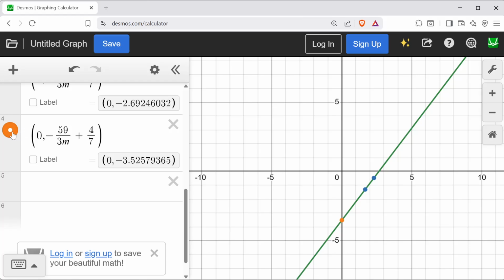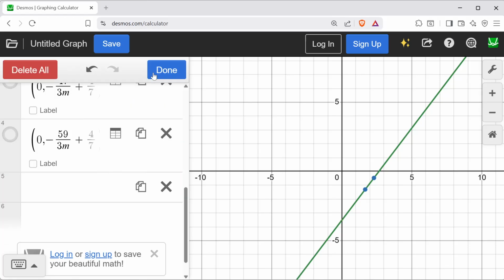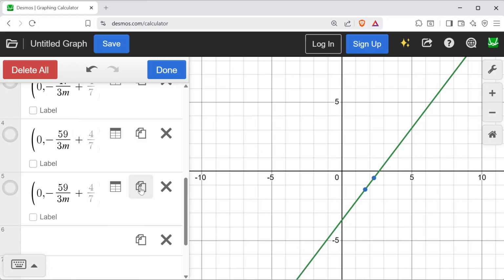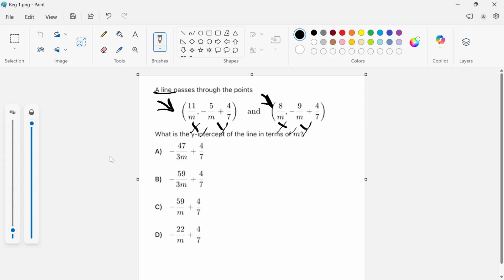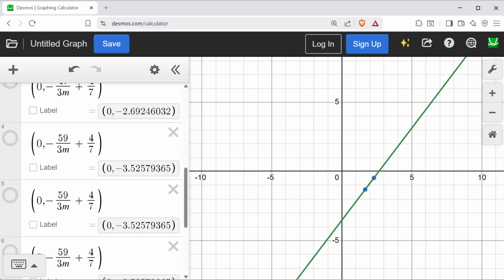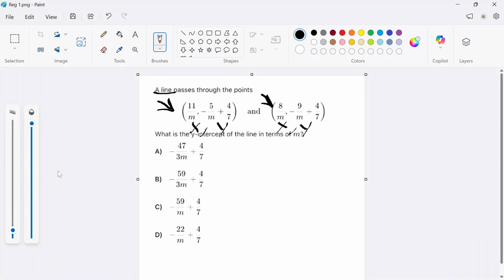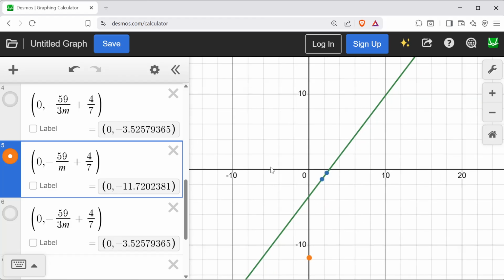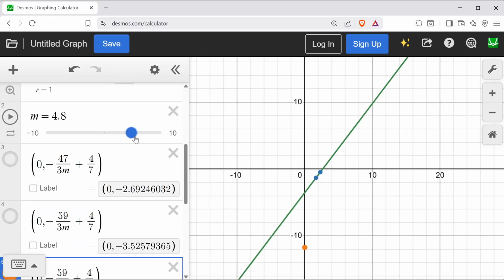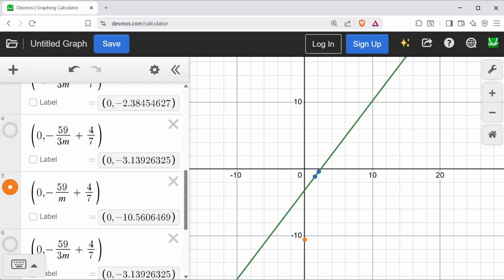I'll do the other ones just to show. I'm going to duplicate it again. Duplicate it. I'll duplicate it 2 more times. Done. And then I'm going to put in, what's the next one? Negative 59 over m plus 4/7. Is it negative? Yep. Plus 4/7. I'll make a color for that one. And where's that? Oh my goodness, that one's way out of range.